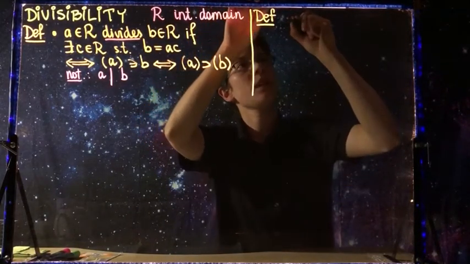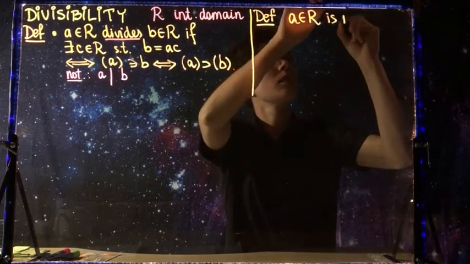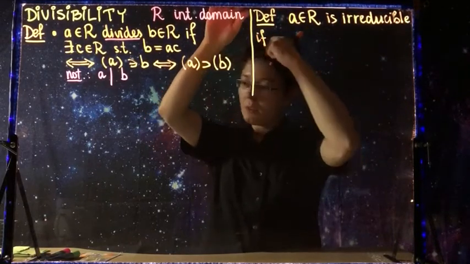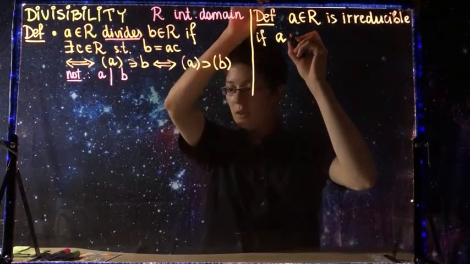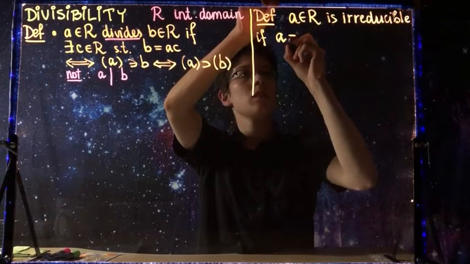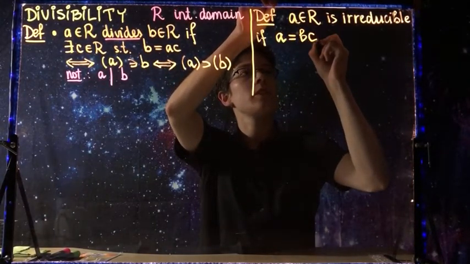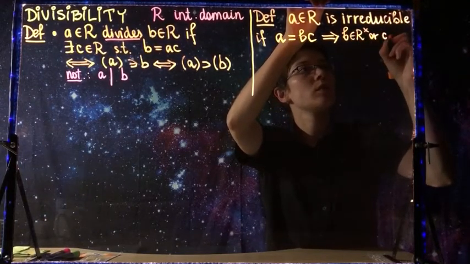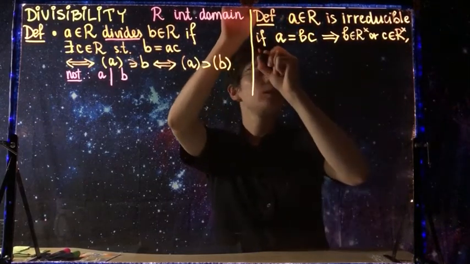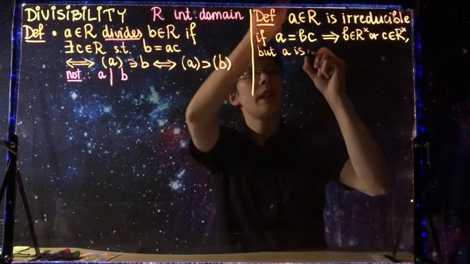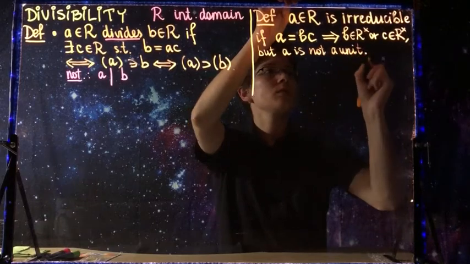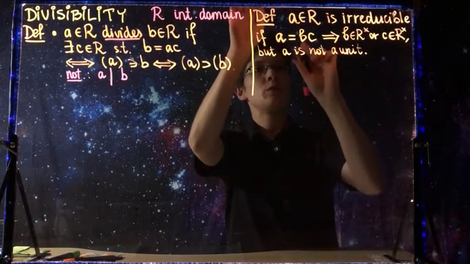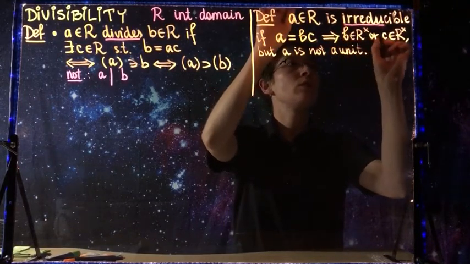The next definition, I say that A in R is irreducible if, when we write A as a product B times C, then either B is a unit or C is a unit, but not both. So when A is not a unit itself. So a non-unit element is irreducible if we cannot reduce it into two non-unit elements.